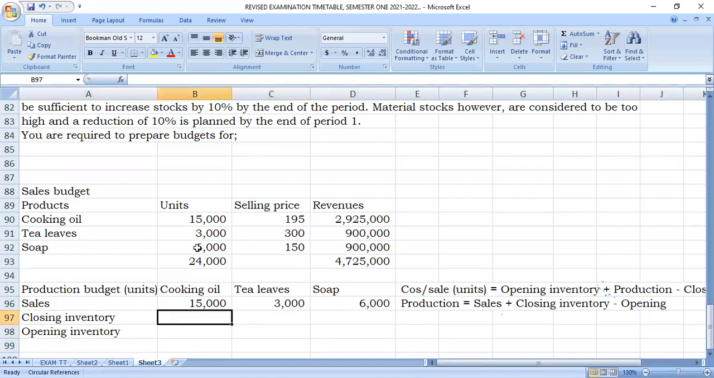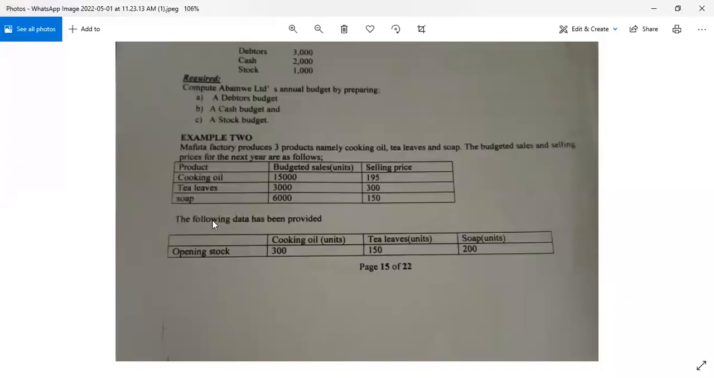Then you come and look for closing stock or closing inventory. If it is there, if it's not there, you put 0. But with this question, it was given. You can check through and see. So if I may share the question again. Yeah, saying the following data as provided, you have opening stock. So you can use the opening stock first. Cooking oil have 300, tea leaves have 150, soap we have 200.